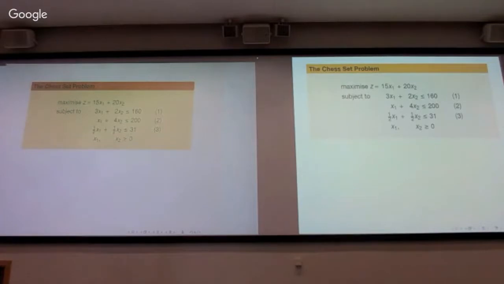So you remember this? I forgot my pointer again. Rookie mistakes. We were supposed to be making chess sets, small sets and large sets, and we were trying to maximize the profit. You still remember that? So I've been talking about this many times.